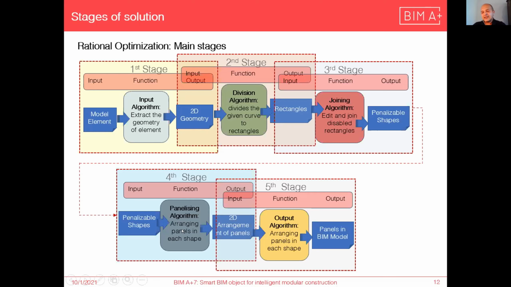And the last, or the fourth, stage is the panelizing algorithm. It starts to evaluate each shape that came from the joining algorithm and determines how to panelize it in the best way.